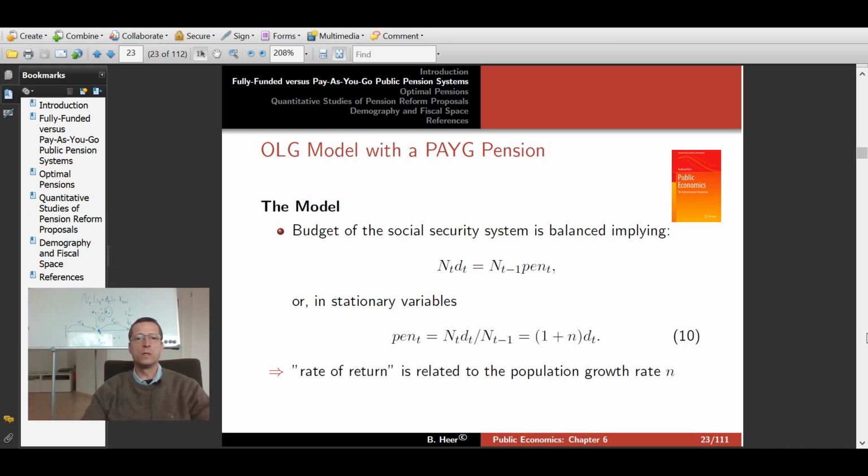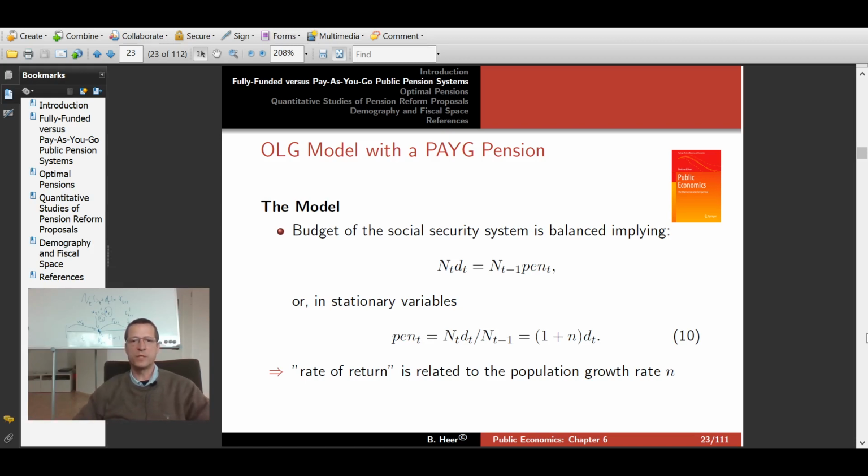So let's go to the model of the pay-as-you-go pension system. We have the total number of young people N_t. They each contribute d_t, the lump sum contribution. And we take these contributions to finance the ones who are presently old in period t. The present olds have the number N_{t-1} because they were the young in period t-1. And they get a pension pen_t. And of course, we assume a balanced budget of the Social Security Authority. So the contributions N_t d_t must be equal to the total pensions N_{t-1} pen_t.